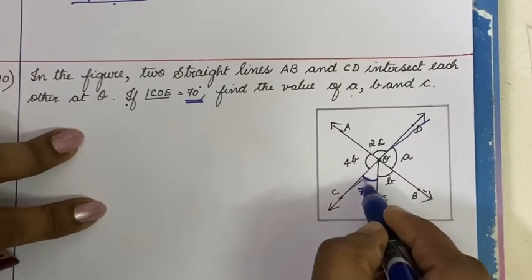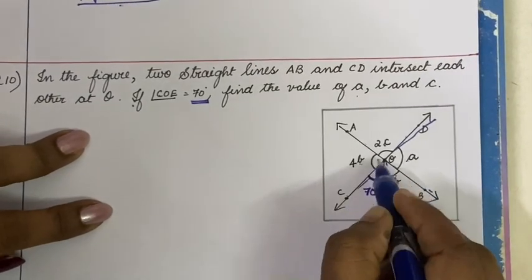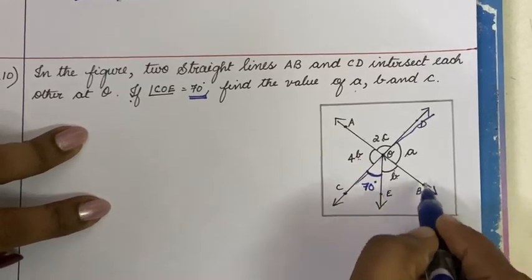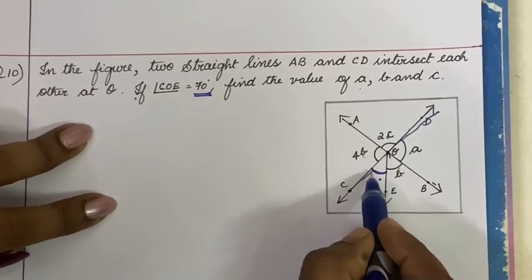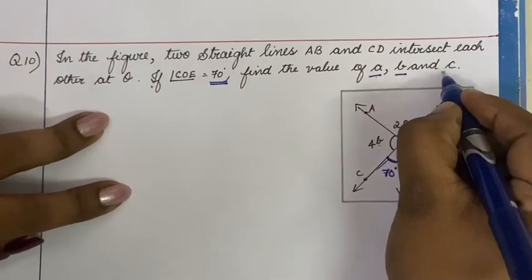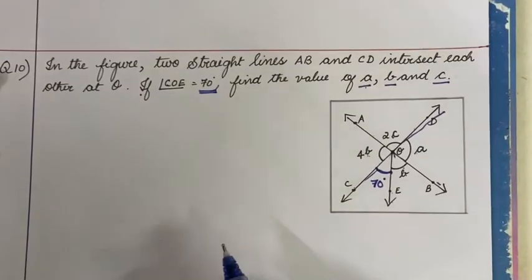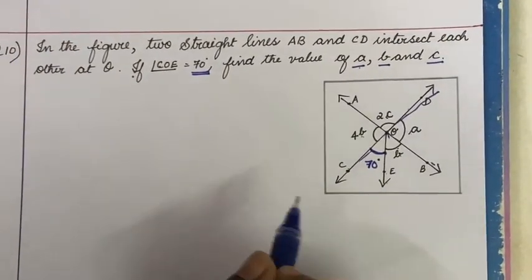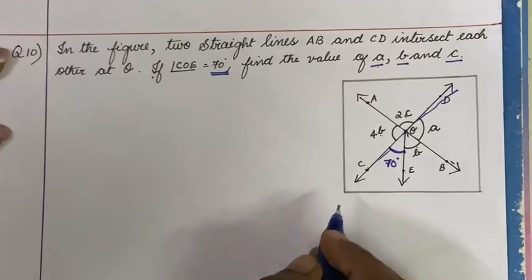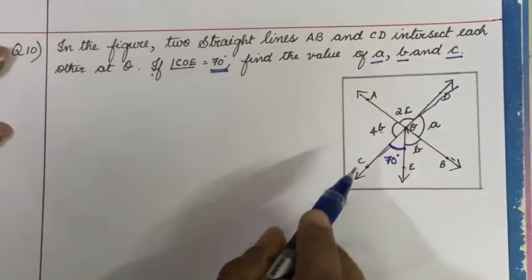And how did we get this 70 degrees? It is because of the ray. OE is a ray intersecting the angle COB, there is a ray like this. So this angle is 70 degrees. Find the value of the three unknowns, A, B and C. This might be a little higher level of difficulty sum, which might be asked as a 3 mark or 4 mark question. Now we have to analyze what can be done.